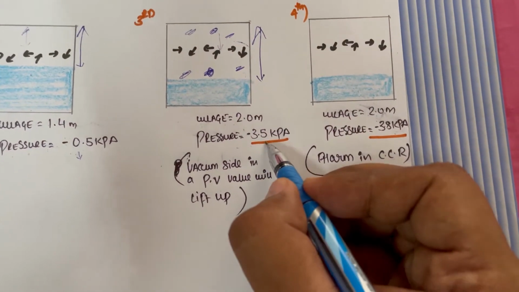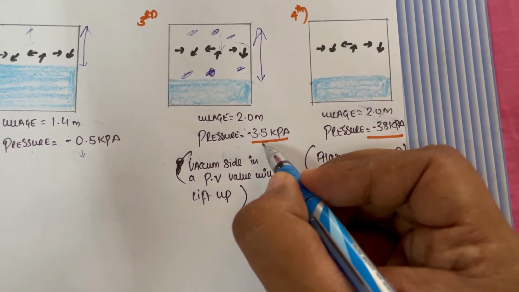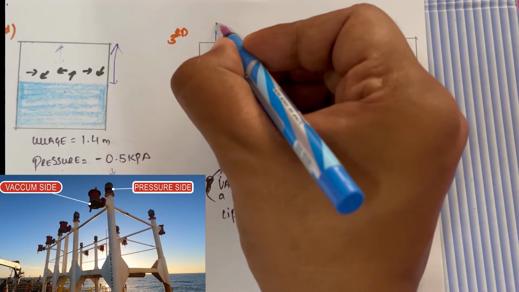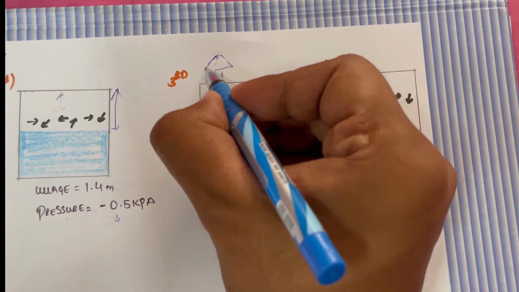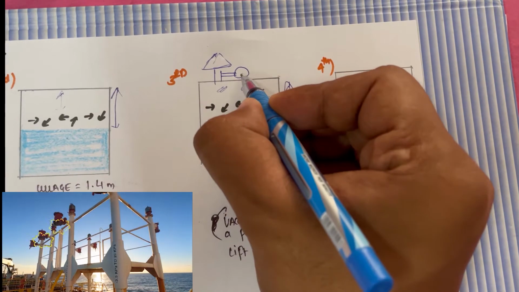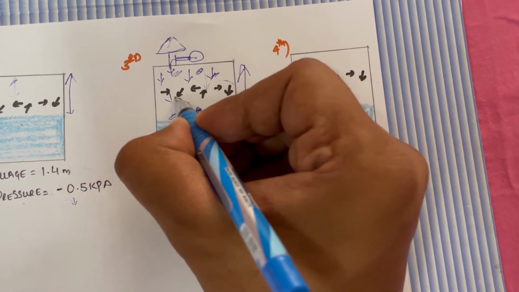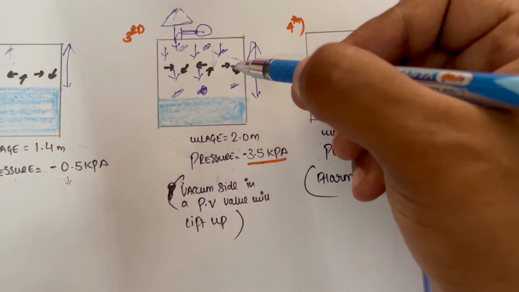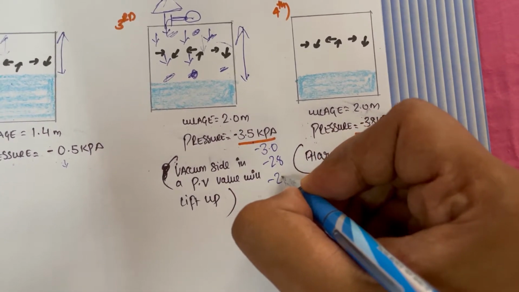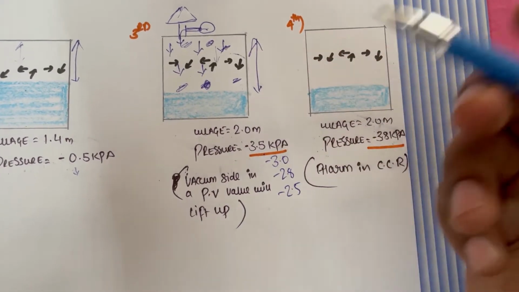So there is vacuum. At minus 3.5 on my particular ship, your ship might have different settings, my vacuum side of the PV valve will lift up. So we normally have a PV valve over here. This is the pressure side of the PV valve, and normally on the side we have the vacuum side. So this valve will lift up and the air will start flowing inside. Once the air starts coming inside, the vacuum starts decreasing and you would have minus 3, minus 2.8, minus 2.5. So the values will start coming here. So at minus 3.5, normally my vacuum side will lift up.